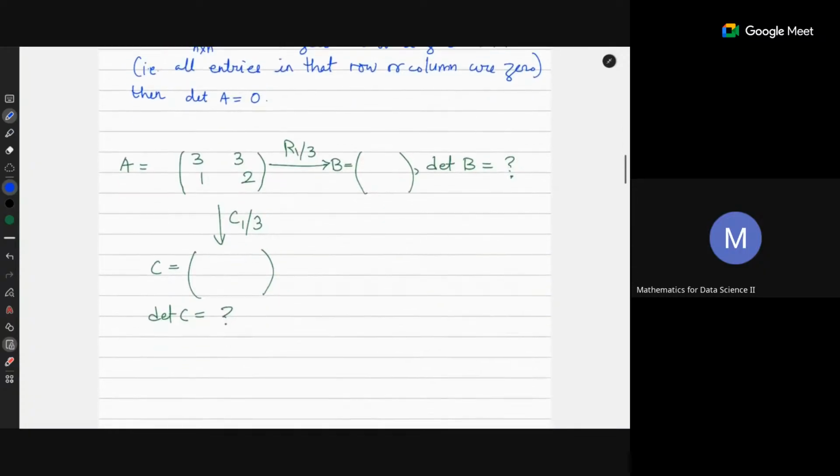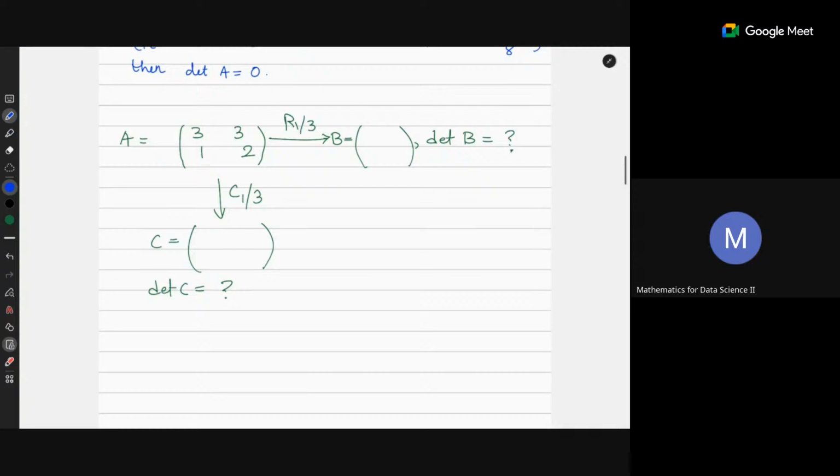Now let's look at this property. I have a matrix A, and I am multiplying a row by a scalar. In this case, it is 1 by 3. So I will get another matrix B. Let's do that. If I divide row 1 by 3, what will I get? I will get 1, 1, 1, 2. All right. This will be my new matrix.